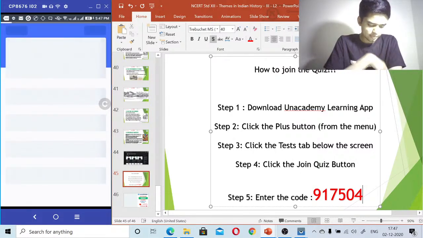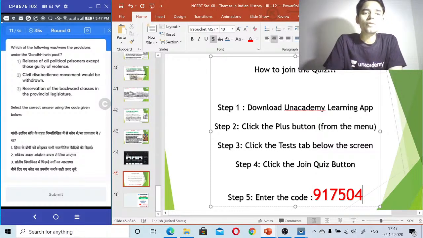Moving on to our next question. 11. Which of the following was or were the provisions under the Gandhi-Irwin Pact? 1. Release of all political prisoners except those guilty of violence. 2. Civil disobedience movement would be withdrawn. 3. Reservation of the backward classes in the provincial legislature. Select the correct answer using the codes given below. Gandhi-Irwin Pact, very important, which came around in 1930. It was a heavily criticized pact also.